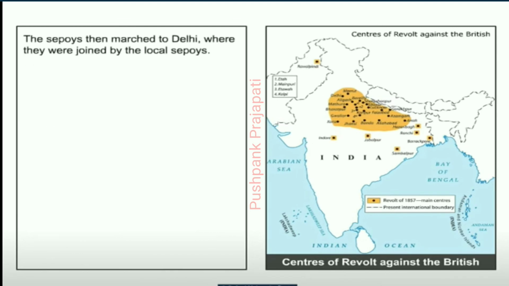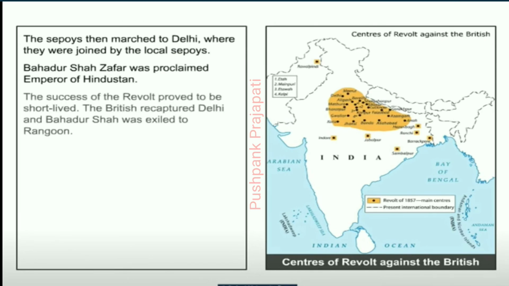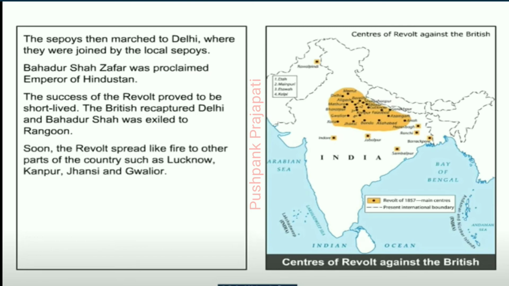The sepoys then marched to Delhi, where they were joined by the local sepoys. Bahadur Shah Zafar was proclaimed Emperor of Hindustan. The success of the revolt proved to be short-lived. The British recaptured Delhi and Bahadur Shah was exiled to Rangoon. Soon the revolt spread like fire to other parts of the country such as Lucknow, Kanpur, Jhansi and Gwalior.